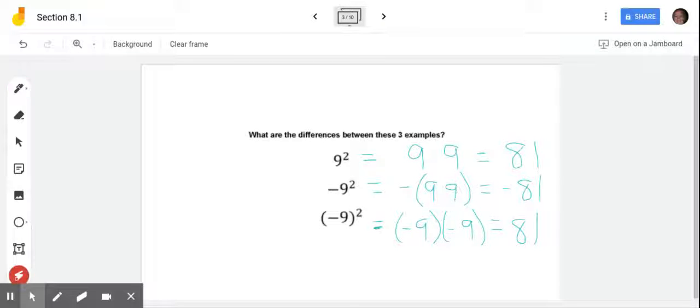So all three of these look different and don't necessarily have the same answer, but they all look kind of similar also. It's all about where your parentheses are. If you were to put these each in the calculator, this would give you a positive 81, negative 81, positive 81.